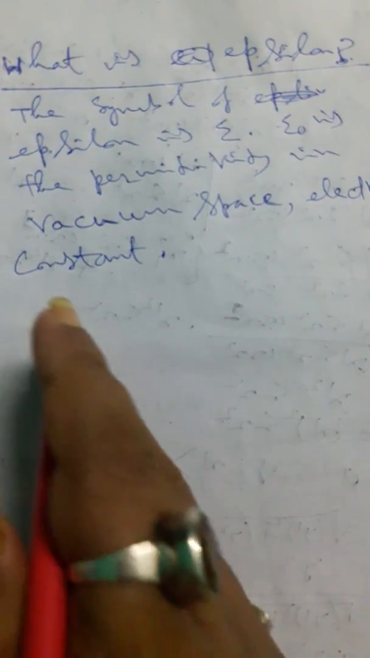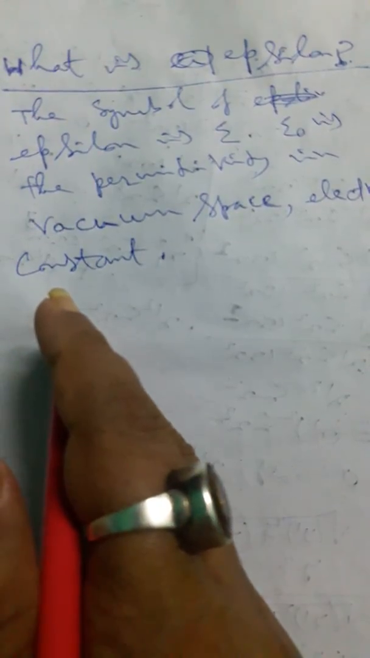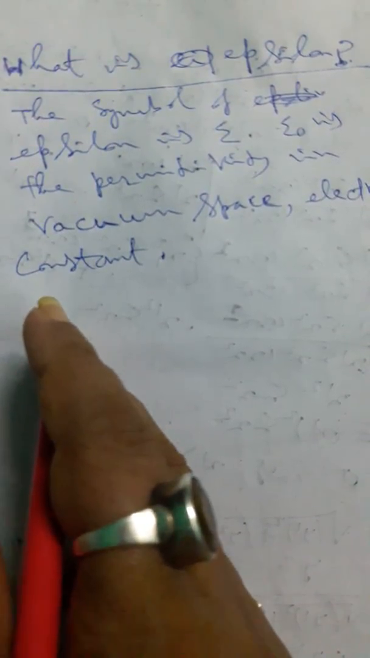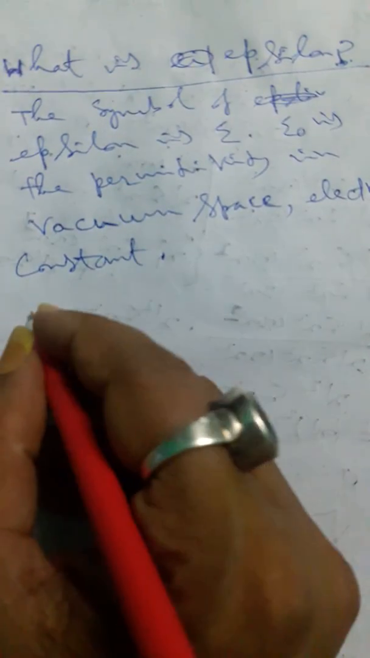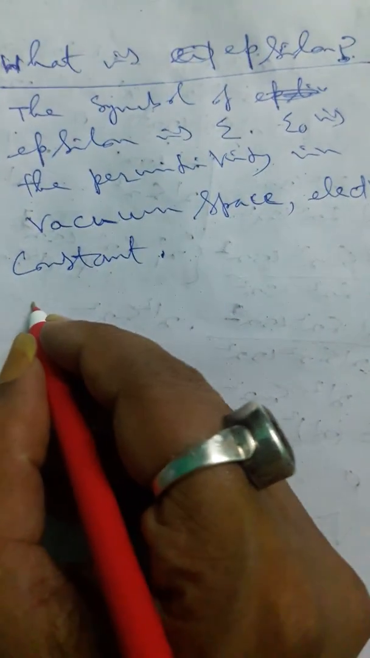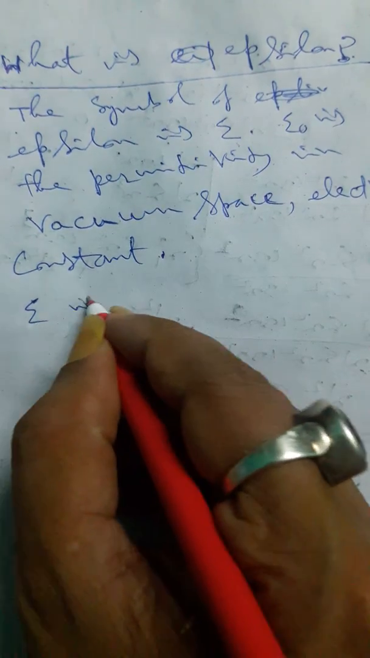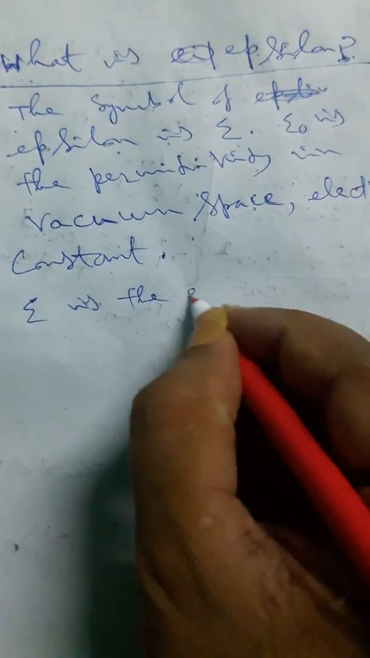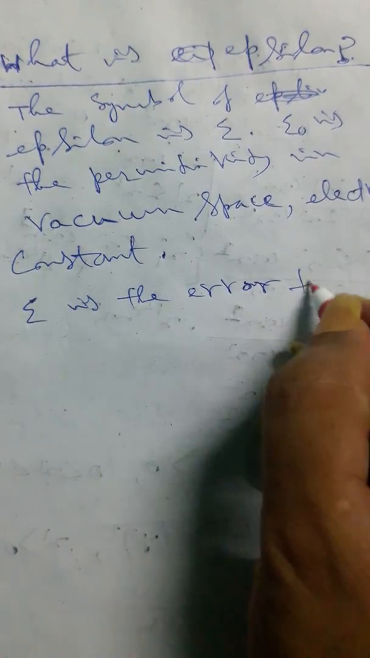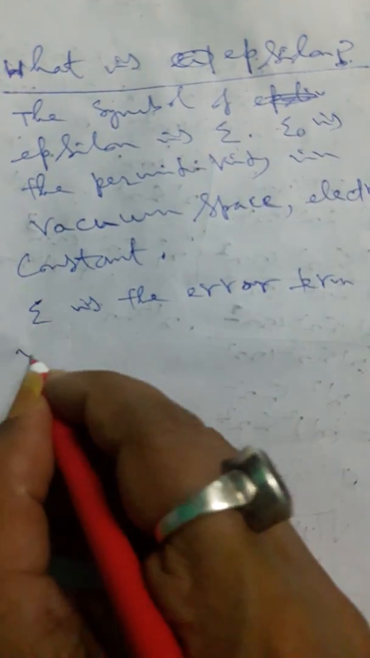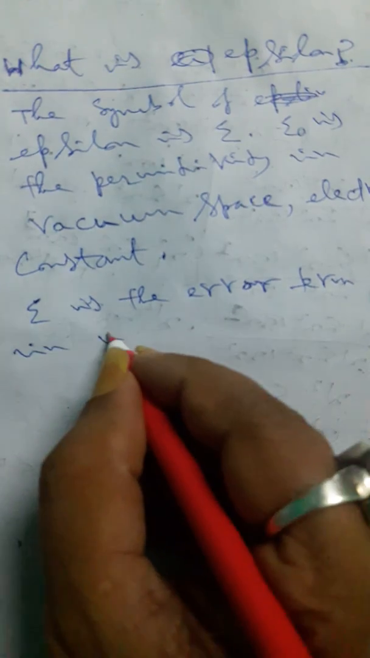Now we are discussing using of epsilon in statistics. For statistical purpose, epsilon is the error term in regression.